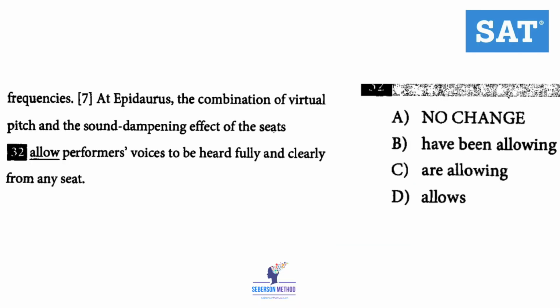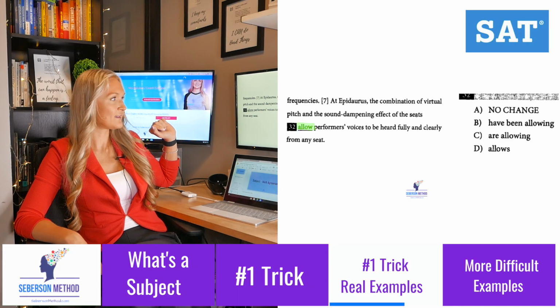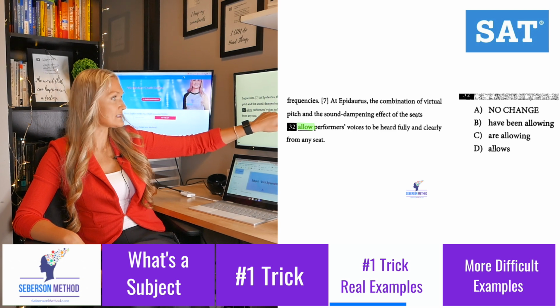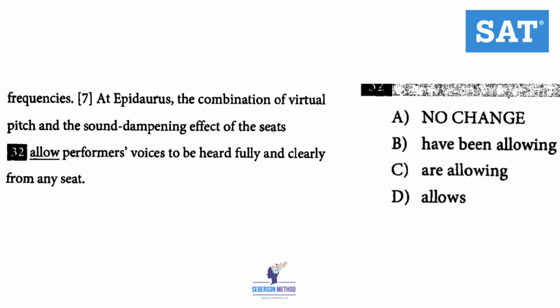So let's find the subject. Pause this video and find the subject. If you said the subject is seats, think again. Of the seats is a part of a prepositional phrase. Of virtual pitch and the sound dampening effect. Again, that's a prepositional phrase. So what's your subject? The combination. And the combination is a singular noun. It. It allows. So the answer choices have been allowing, are allowing, allow, all three are plural forms. The only singular form is allows.